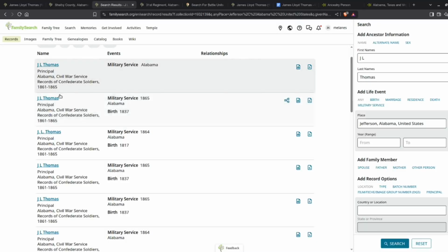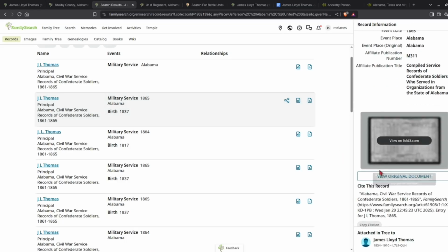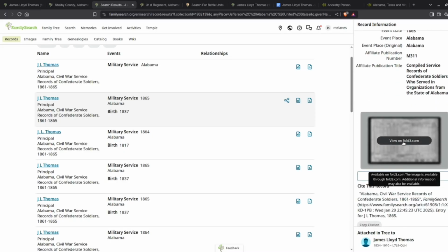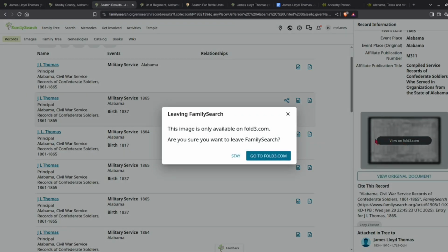And this one here immediately caught my eye because the birth was 1837. So if his birth was recorded in his military packet, then it would show, and that's pretty close to 1834. So now this is just an index we can then view on Fold3.